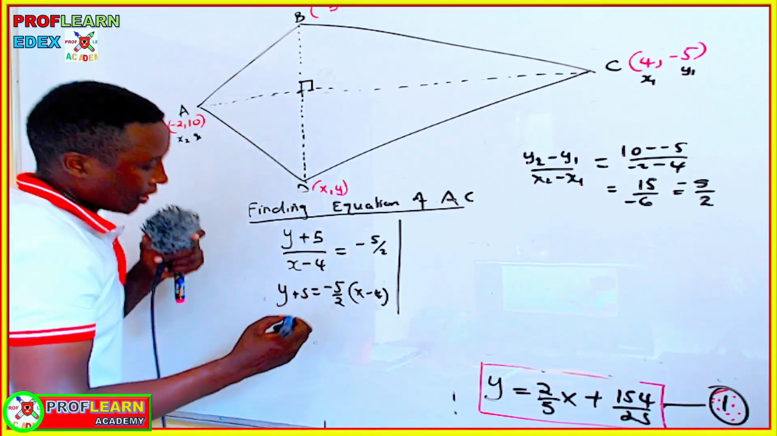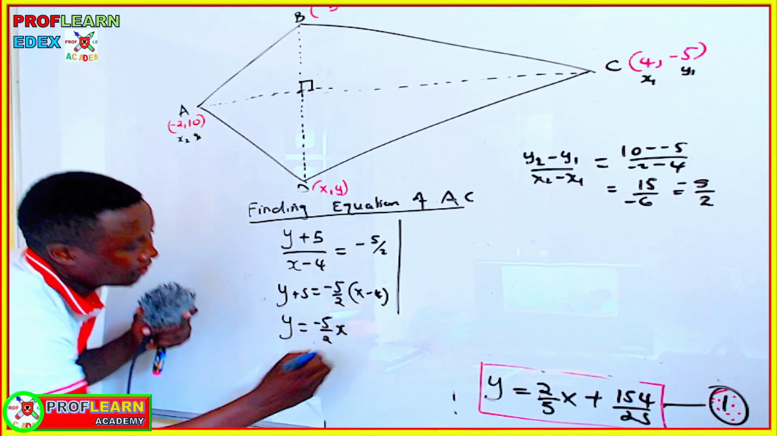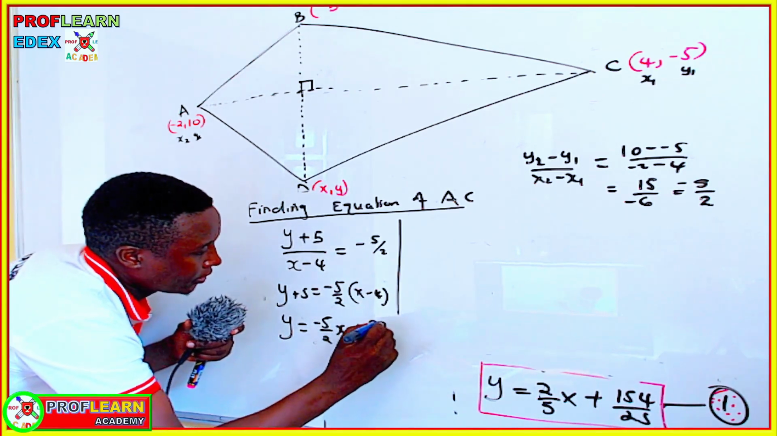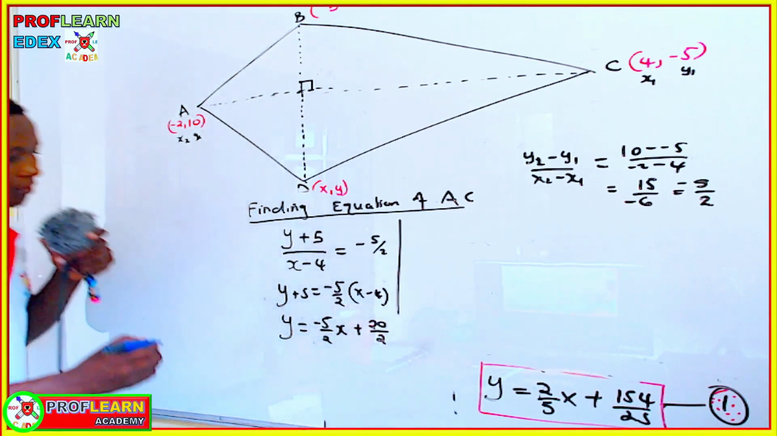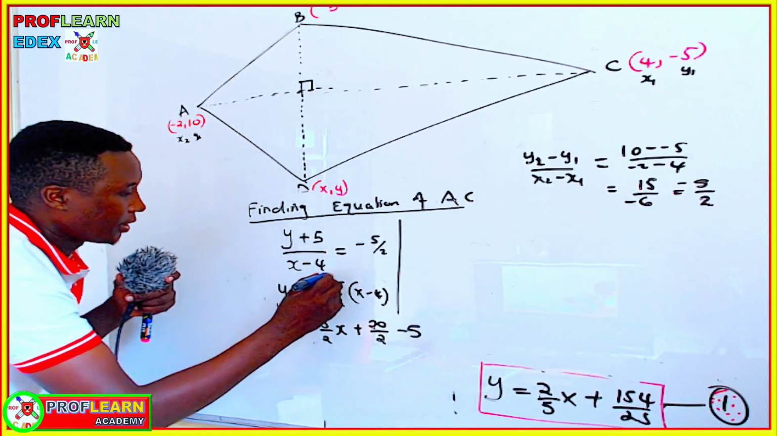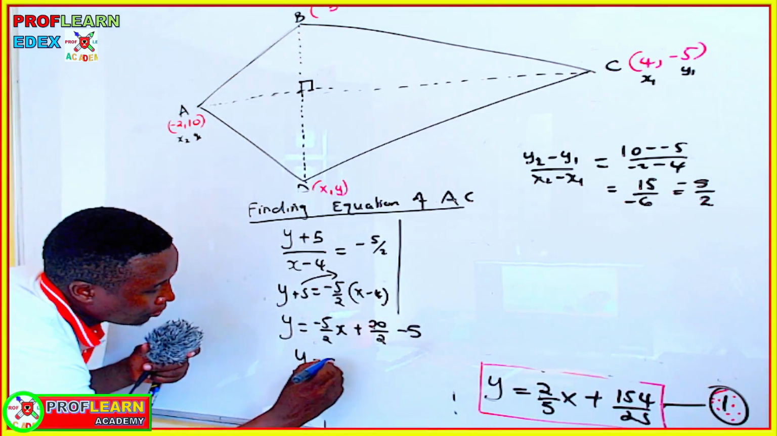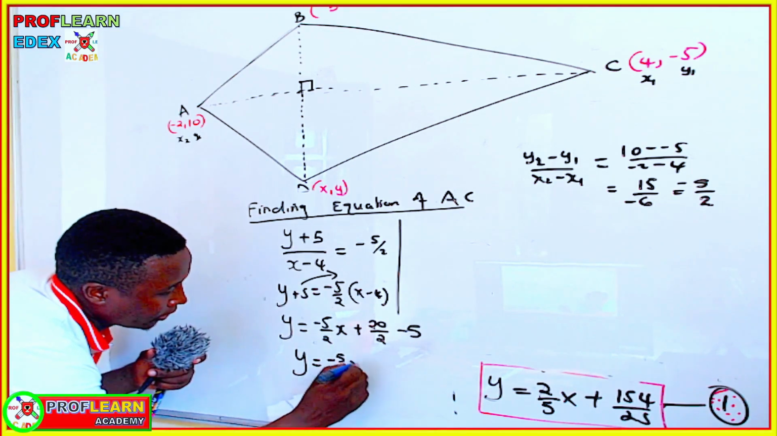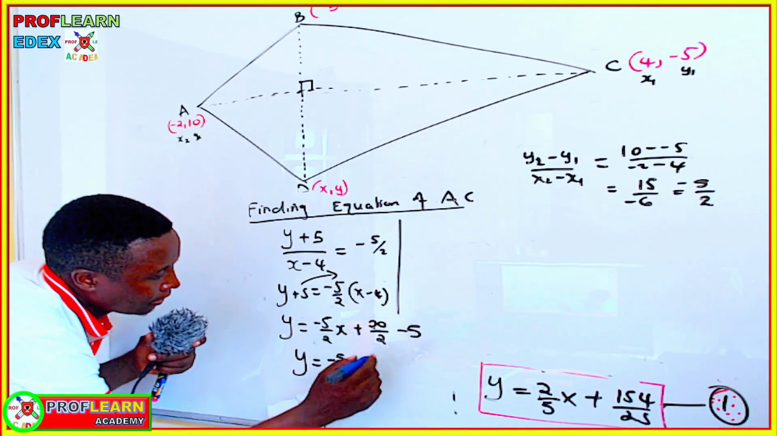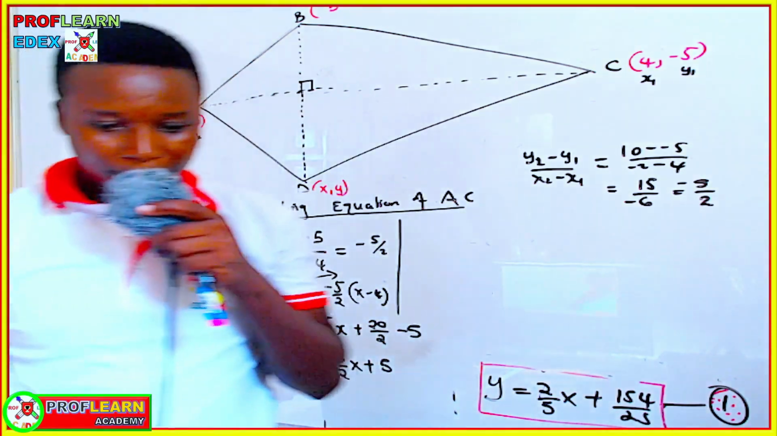If we work this out, we are going to get y equals -5 over 2x, then plus 20 over 2 minus 5, because if we take this to the other side, it's going to be a minus. So we end up having y equals -5 over 2x, then because this is 10, we're going to have plus 5 at that given point.